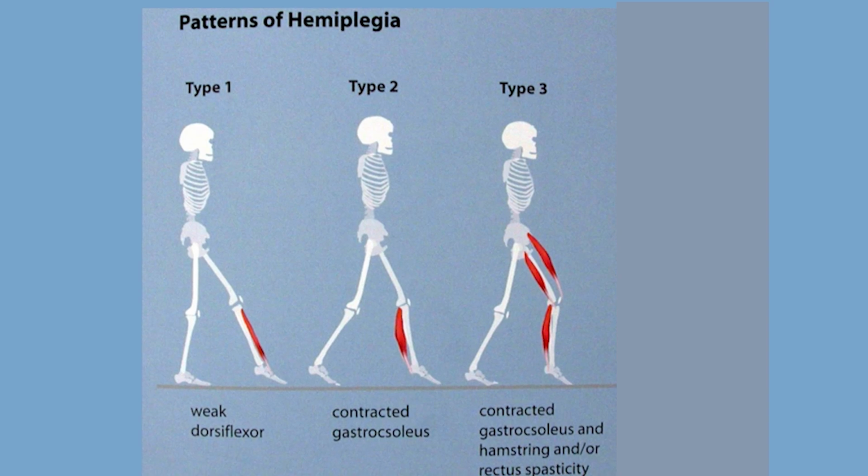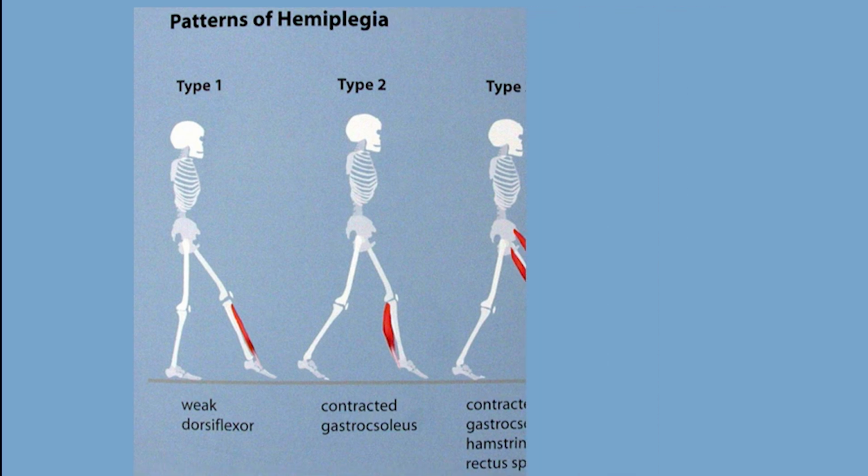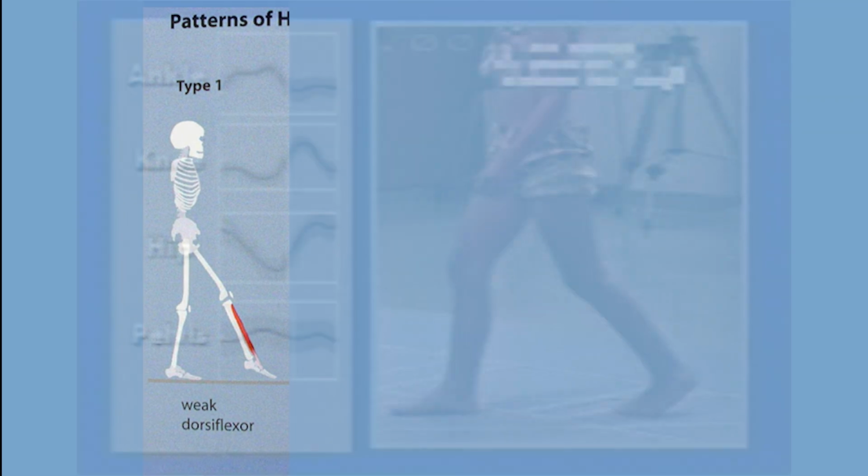In type 3, the spasticity and contracture go more proximally to the hamstrings and rectus muscles, and in type 4 it extends to the hip flexors and hip adductors. Let's start now with type 1 hemiplegic cerebral palsy, in which there is weak dorsiflexor.